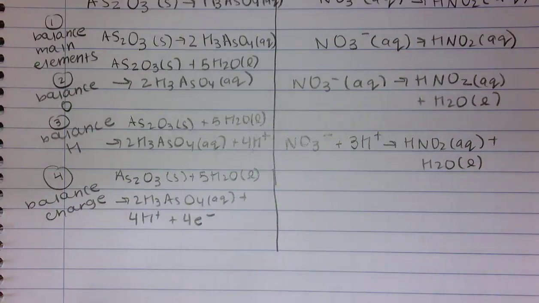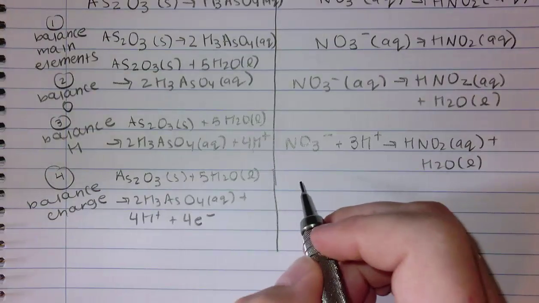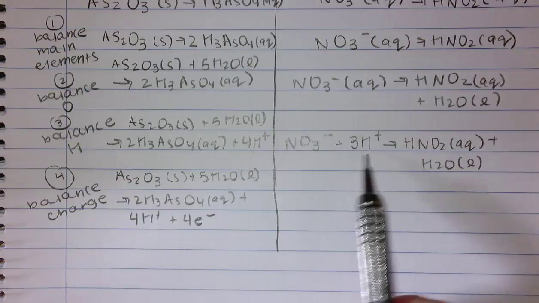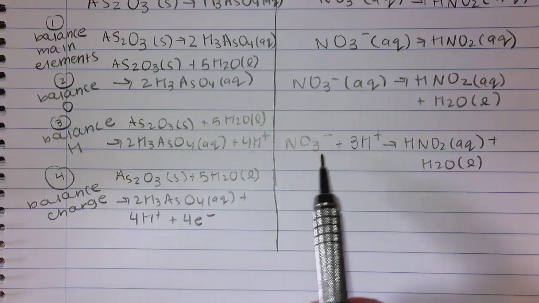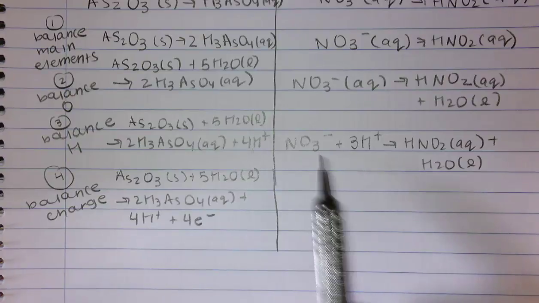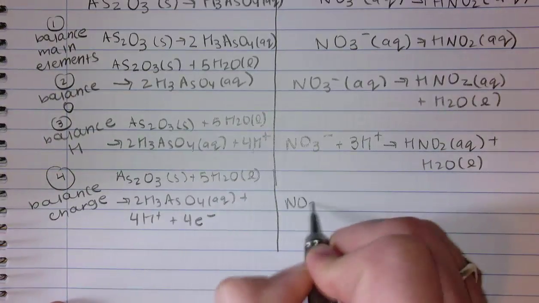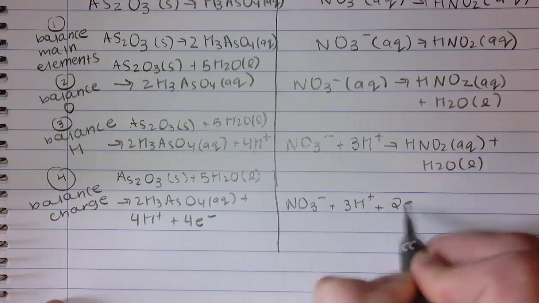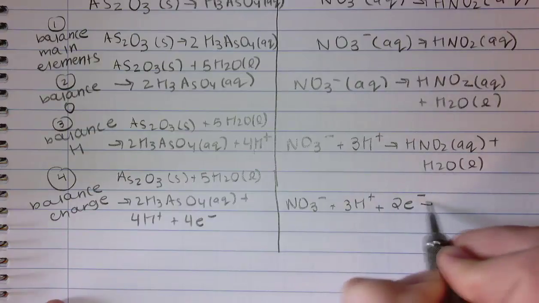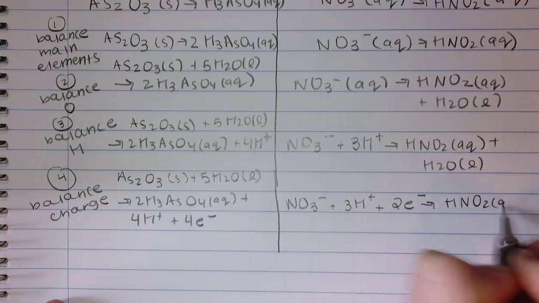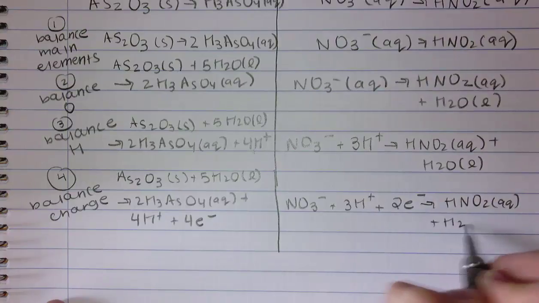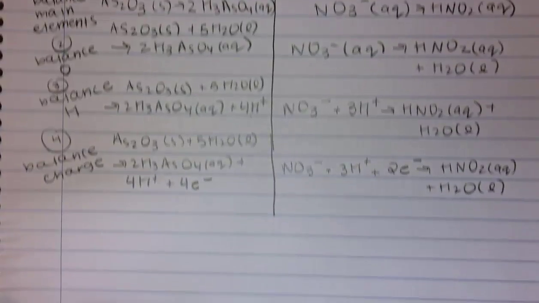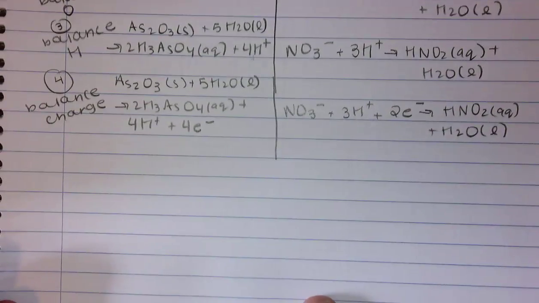And for our second half reaction, we're going to do the same thing. We have a +3 charge from our hydrogen ions right here. We have a -1 charge from our nitrate. So overall, we have a +2 charge. We want that neutralized. So I'm going to add 2 electrons to this side. Okay, so now we've gone about balancing our half reactions.